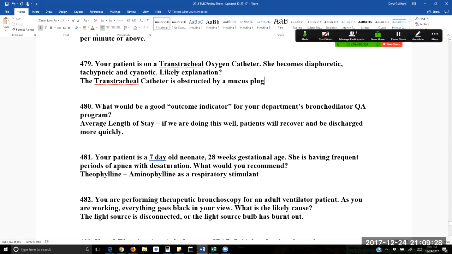What would be a good outcome indicator for your department's bronchodilator QA program? Well, one thing you could do is say, do we get patients out of the hospital more quickly? Average length of stay in the hospital should go down if we have a good program. Maybe if we have therapist-driven protocols. If we're doing it well, patients will recover and be discharged sooner.